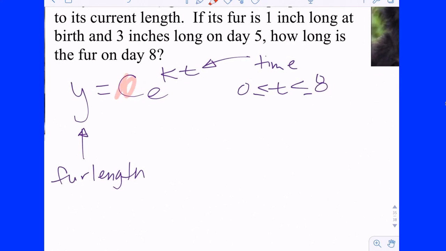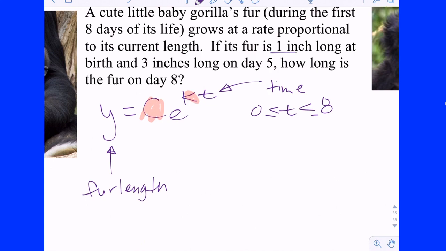Well, let's see. In order to use this equation, we have to have two pieces of information because we have to find C and k, right? Do we have two pieces of information? Yeah, on birth it's 1 inch, and on day 5 it's 3 inches. So we have these two ordered pairs. The time at birth, we could assume that's 0, and it's 1 inch long. And then 5 days later, it's 3 inches long. And we want to know how long it is on day 8.